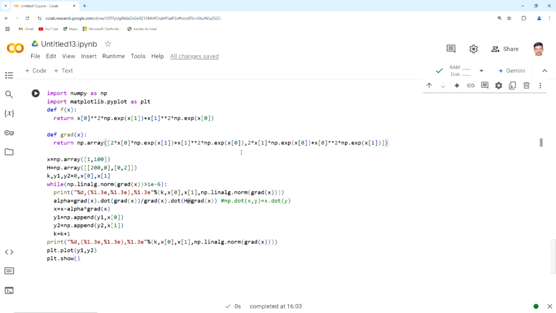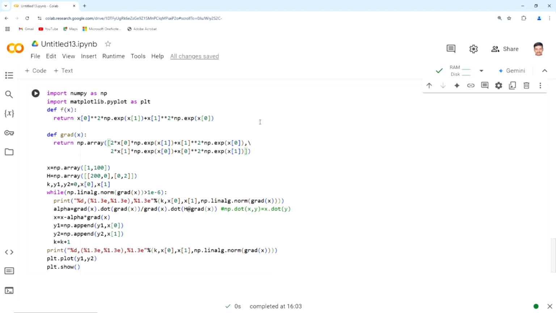If this is not very clear, you can understand it this way. When you differentiate with respect to x naught, you get 2 x naught e power x1 plus x1 squared e power x naught. You differentiate with respect to x1, you get 2 x1 e power x naught plus x naught squared e power x1. So, we will start with 1 comma 1 as we just mentioned, and h is not required since we are going to use backtracking line search. These are going to remain the same.